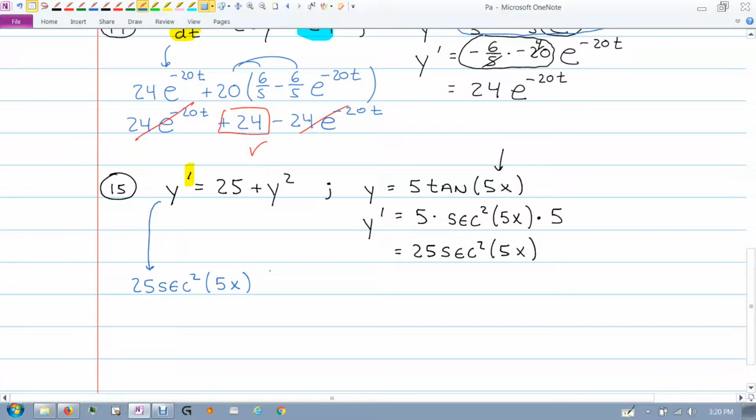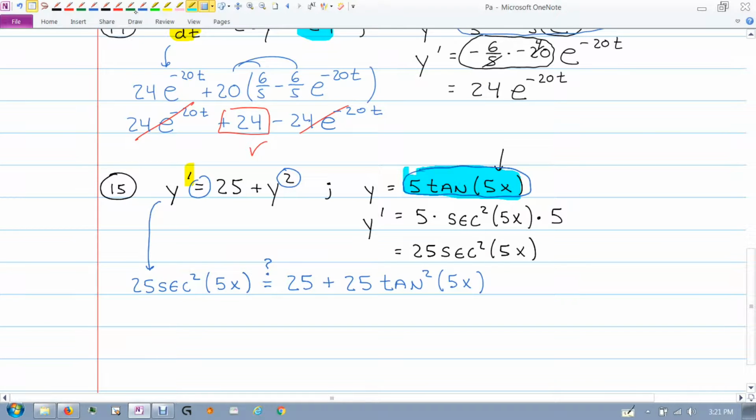And then the question is, does that equal... I'm going to do this one a little different. I'm asking this question, is this equal to 25 plus y squared? So here's y. If I square it, what happens? If I square the 5, I get 25. If I square tangent, I get tangent squared of 5x. So that's what would happen if I were to actually square this entire thing.